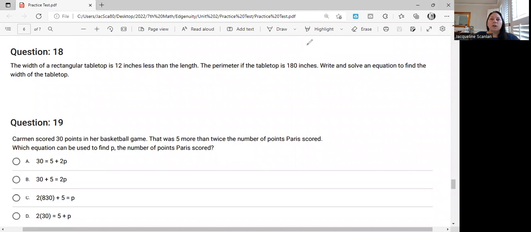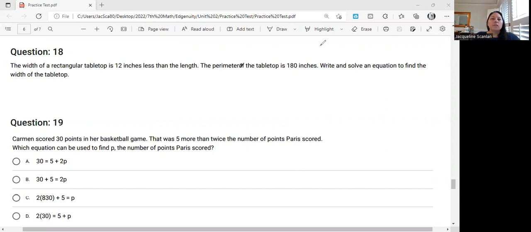In this particular problem, it gives us a scenario of a shape. The width of a rectangular tabletop is 12 inches less than the length. The perimeter of the tabletop is 180 inches. Write and solve an equation to find the width of the tabletop.